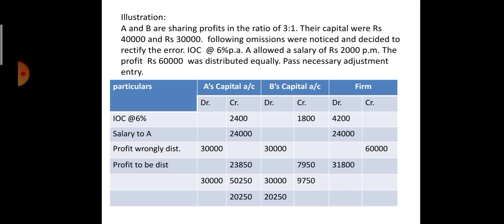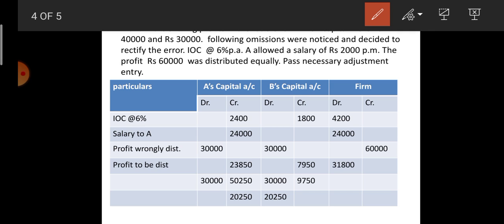Now in the working note, see, on 40,000 at the rate of 6%, it is 2,400 rupees. And in case of B, it is 1,800 rupees. Clear? So the total interest is 4,200, which was omitted. In case of A, salary of rupees 24,000 was not allowed, so it will be credited to his capital. The wrong profit distributed will be taken back. So 60,000 equally is 30,000 and 30,000. See, it has been debited. Take it back. We are debiting. Earlier when it was allowed, it was credited, so now it will be debited.